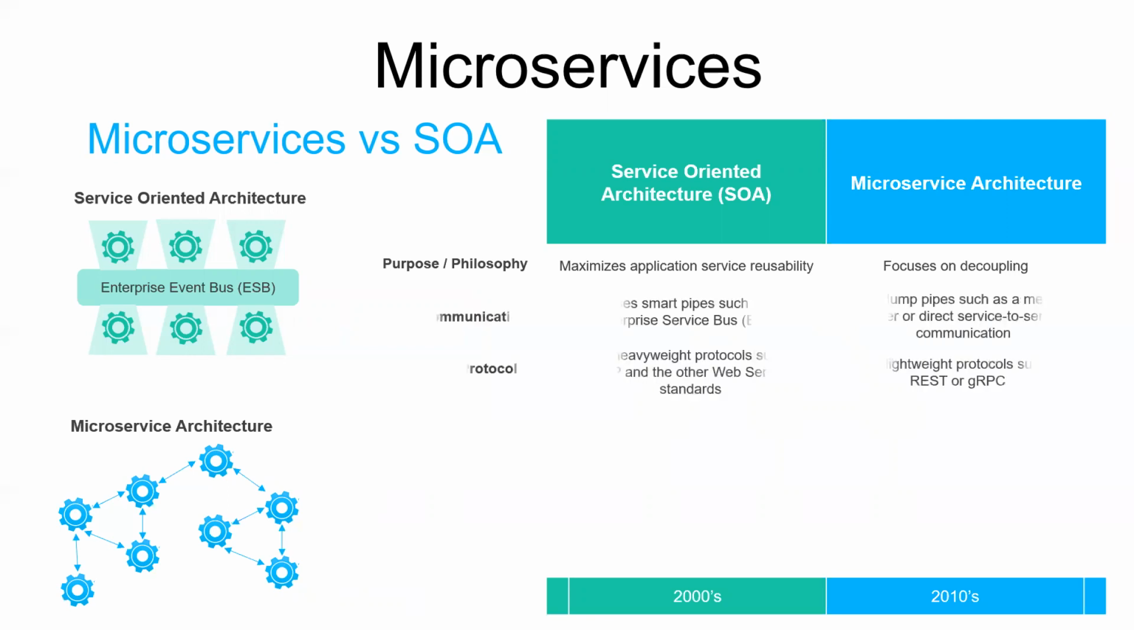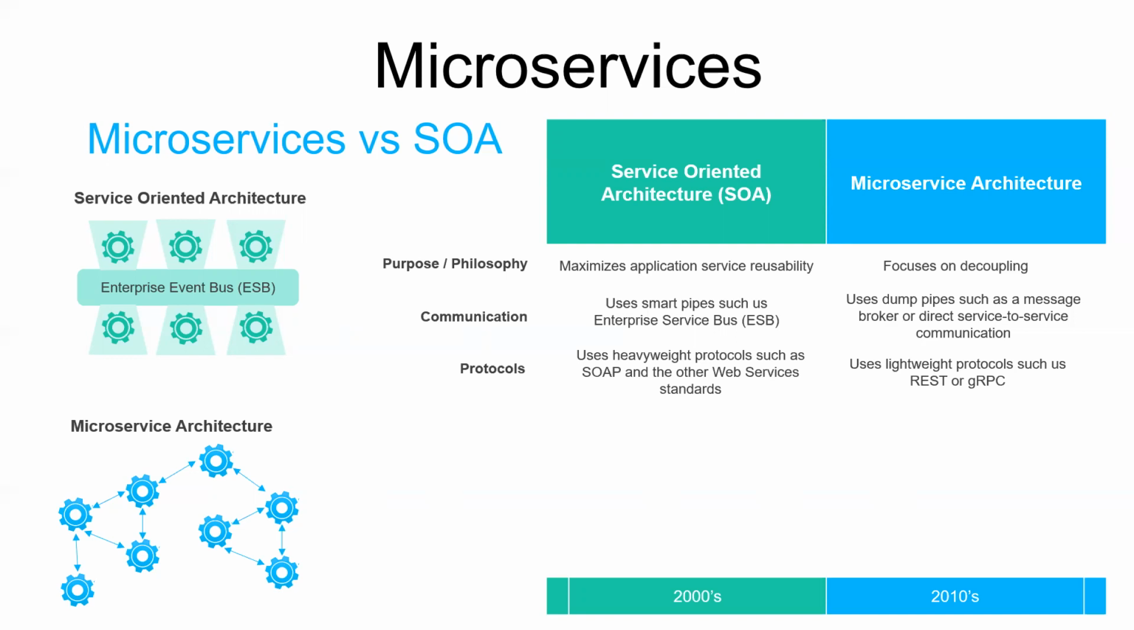The second difference is that SOA applications typically use heavyweight technologies such as SOAP, which stands for Simple Object Access Protocol, and other web service standards. In addition to that, SOA often uses what we call the ESB, or Enterprise Service Bus, which is a smart pipe that contains business and message processing logic to integrate the services.